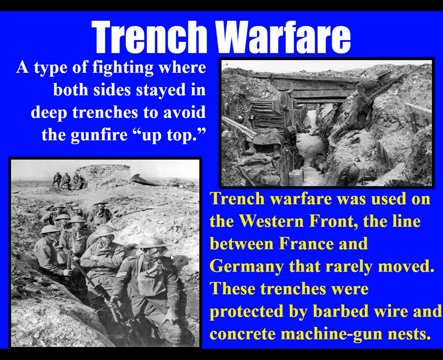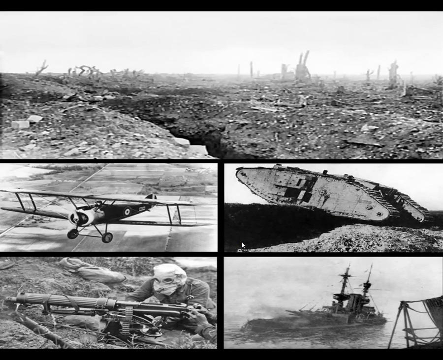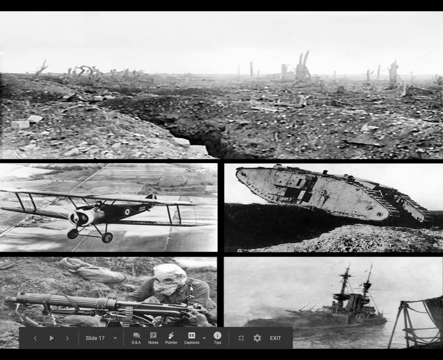But anyway, trench warfare is a type of fighting where both sides stayed in deep trenches to avoid the gunfire. Trench warfare was used on the Western Front, and the Western Front is the line between France and Germany that rarely moved. We'll get more into that when we talk about the Battle of the Somme. These trenches were protected by barbed wire and concrete machine gun nests. And here are some more pictures of the trenches and some of the planes and some of the new inventions like the tank and the machine gun and these warships.